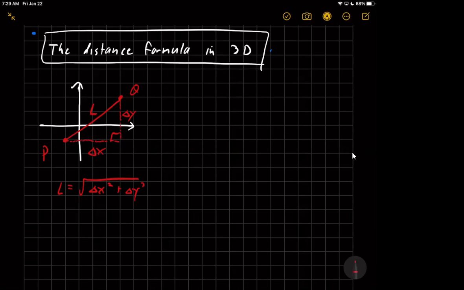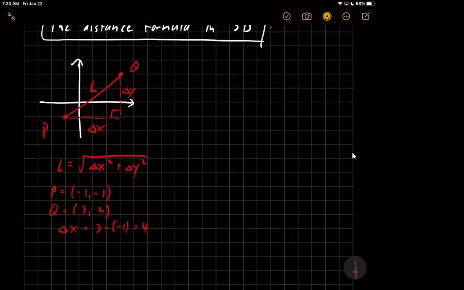So in this particular case, it looks like P is at -1, -1, and Q is at, let's see, that looks like 3, 2. Okay, so what is our delta X value? We went from -1 to 3, so that's 3 minus -1, or 4. Our delta Y value, if we start at P and go to Q, we go from -1 to 2. So that's 2 minus -1, which is 3.